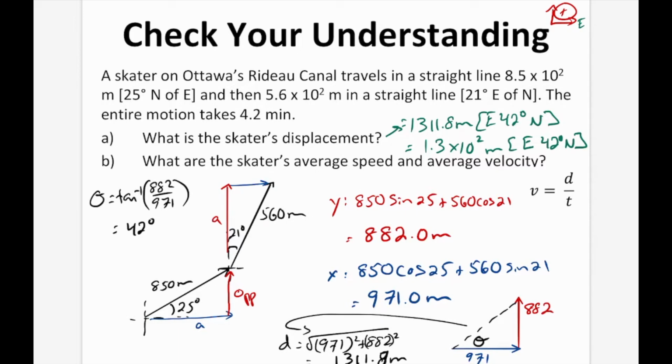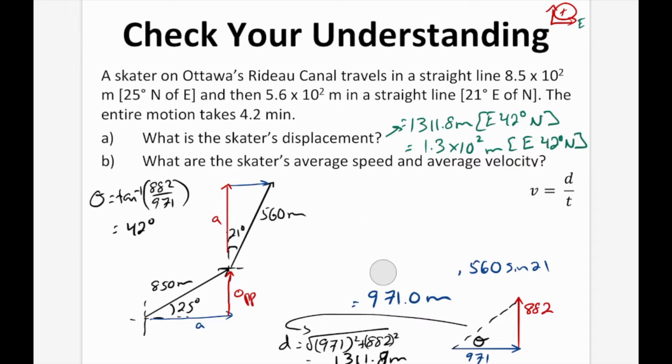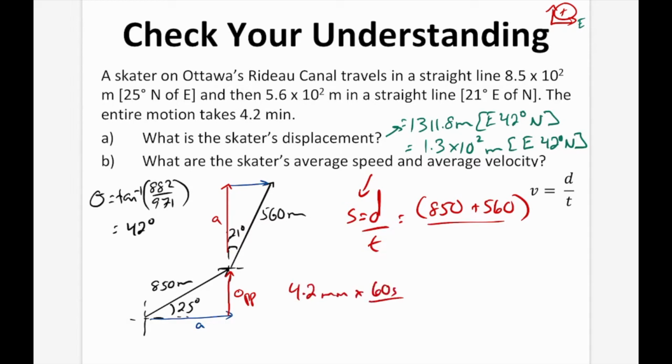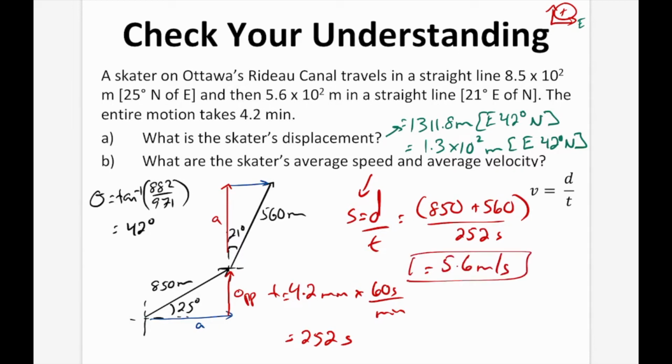What are the skater's average speed and average velocity? So to do that, we need to make a little bit of room here. Okay, well, speed is easy. Speed is total distance over time. The distance traveled is 850 plus 560 divided by 4.2 minutes. Right, 4.2 minutes times 60 seconds per minute is going to give us a total time of 252 seconds. So 252 seconds. So that equals 5.6 meters per second. It's a scalar quantity, so we don't need a direction.